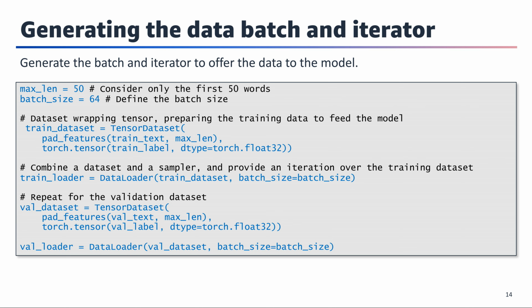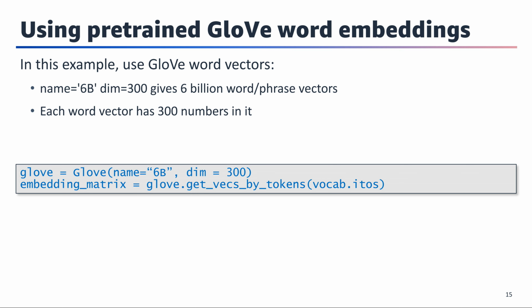Next, generate the batch and iterator to offer the data to the model. You can use pre-trained GloVe word embeddings. In this example, a pre-trained model is used to generate the word embeddings. The GloVe 6B model was trained on Wikipedia 2014 and Gigaword 5, and it contains 6 billion unique tokens in its vocabulary. The dim parameter determines the dimension of the word embedding, which is 300 here.